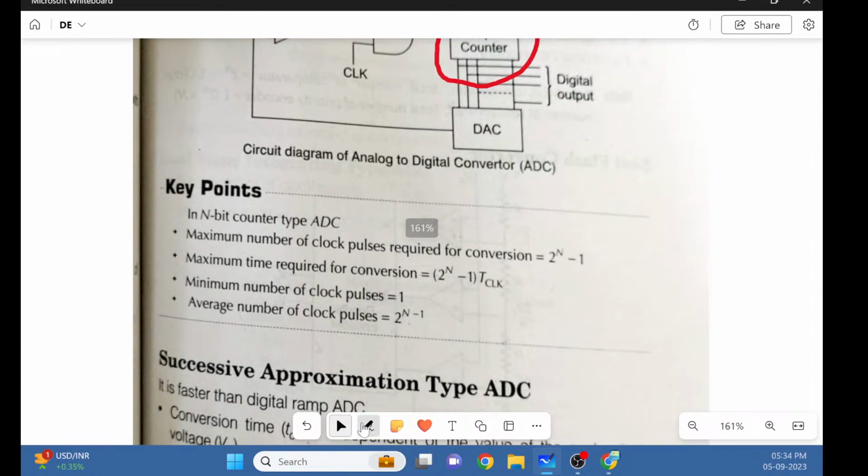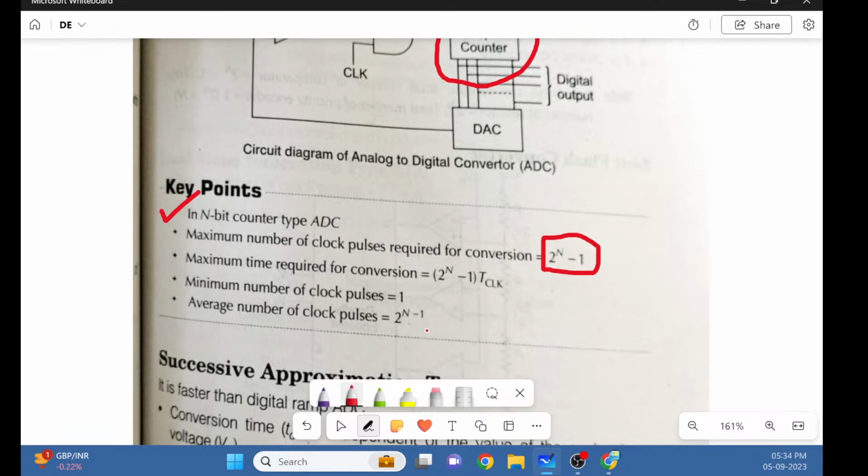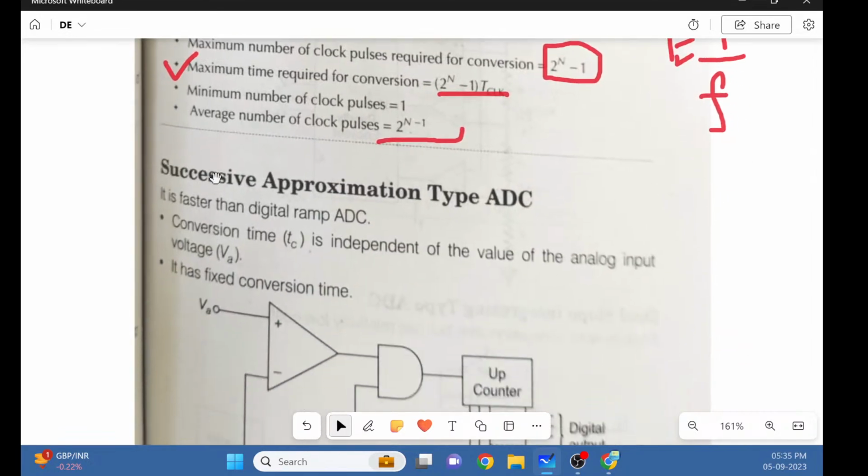Now these are the key points that you need to remember. First, in an n-bit counter type ADC, the maximum number of clock pulses required for conversion is 2 raised to n minus 1. Next, the maximum time required for conversion is 2 raised to n minus 1 times T clock, where T is the time period, which is also given by 1 upon f. The minimum number of clock pulses is 1 obviously, and the average number of clock pulses is 2 raised to n minus 1.